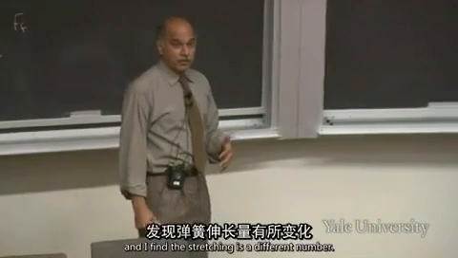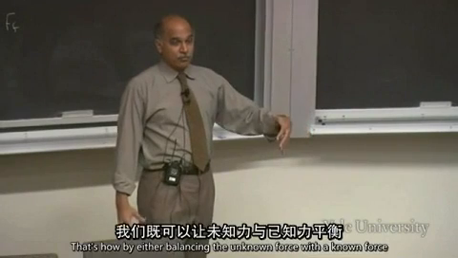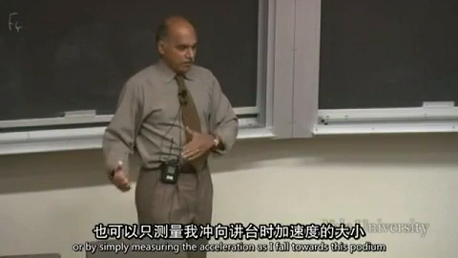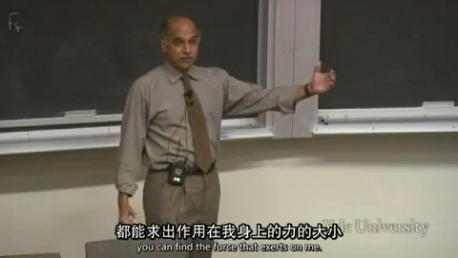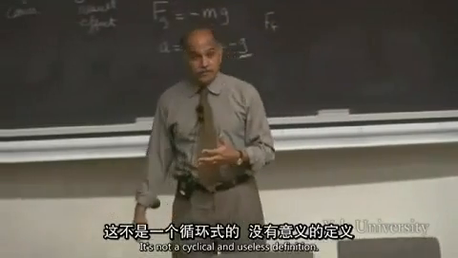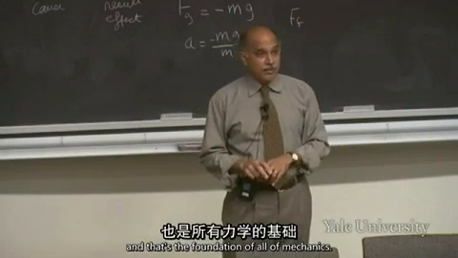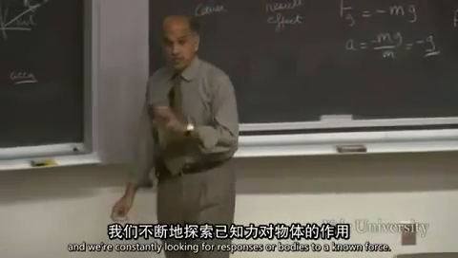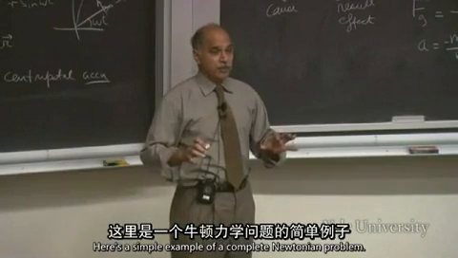I move a little closer, then I find the stretching is a different number. Maybe the force is getting stronger. That's how, by either balancing the unknown force with the known force, or by simply measuring my acceleration as I fall towards this podium and multiplying by mass, you can find the force that it exerts on me. So it's not a cyclical and useless definition. It's a very interesting interplay, and that's the foundation of all of mechanics. So we are constantly looking for values of F, and we're constantly looking for responses of bodies to a known force. So here's a simple example of a complete Newtonian problem.